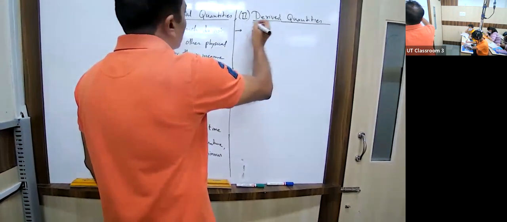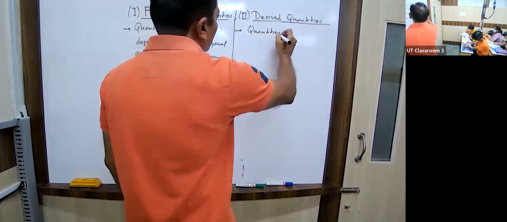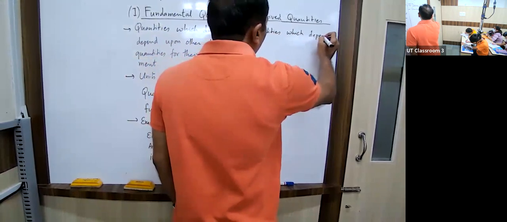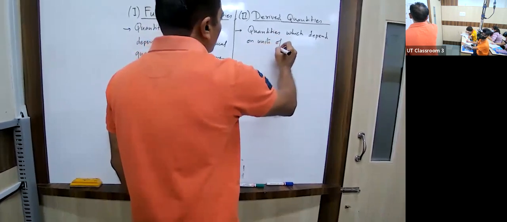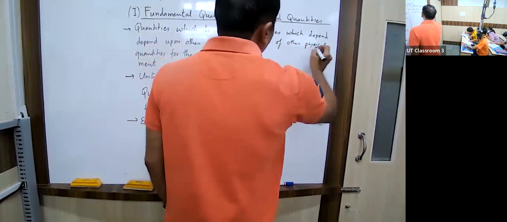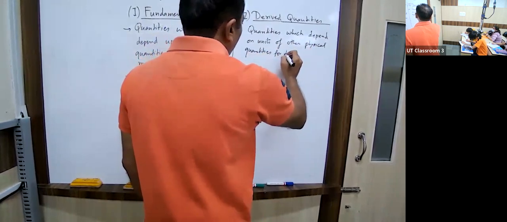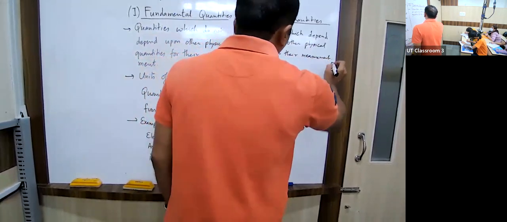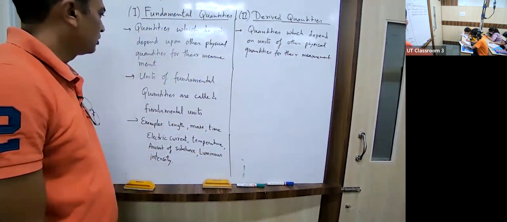So what are derived quantities? These are quantities which depend on units of other physical quantities for their measurement. Okay. So you cannot measure them independently. We'll see an example.